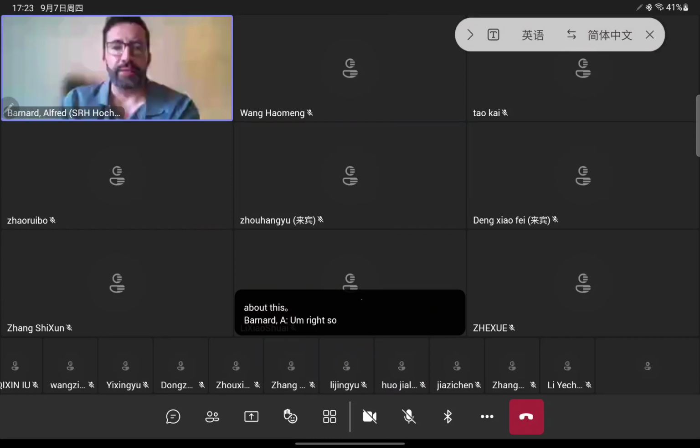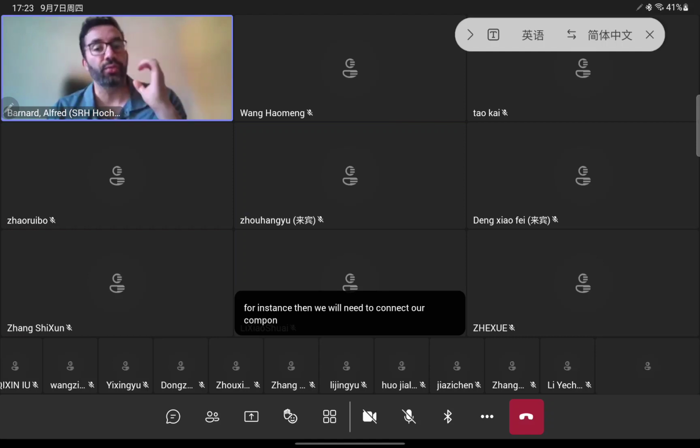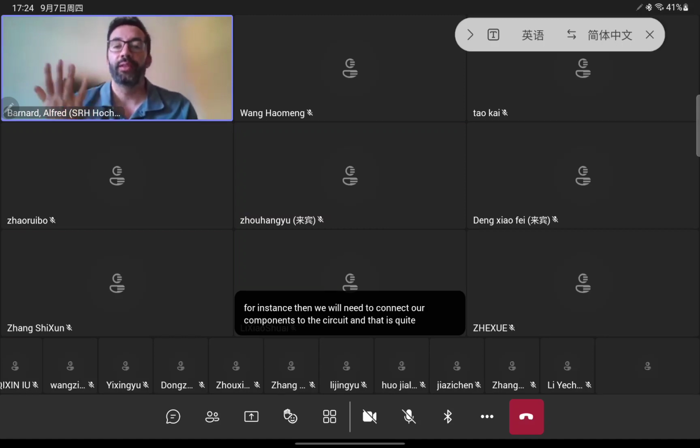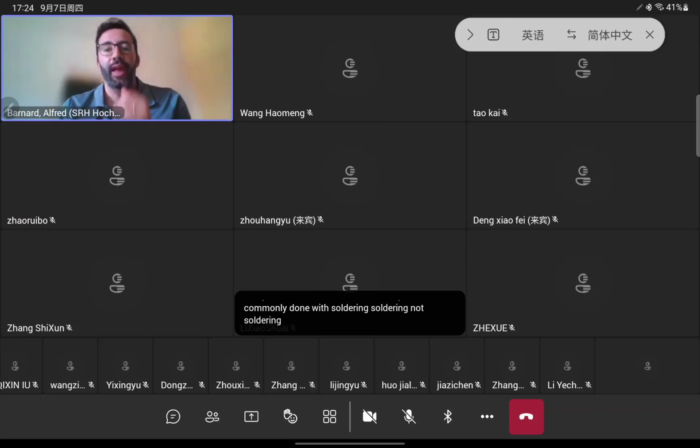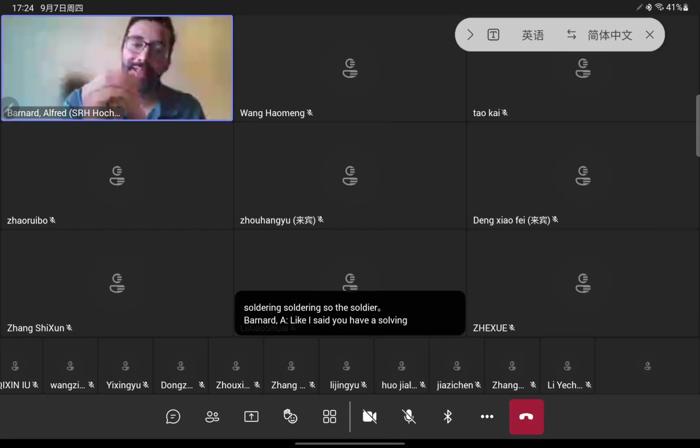Right, so if we have our printed circuit board or our Vero board, for instance, then we will need to connect our components to the circuit. And that is quite commonly done with soldering. So, like I said, you have a soldering iron, you touch it, it becomes very, very warm, and it melts solder, and that connects the components together.